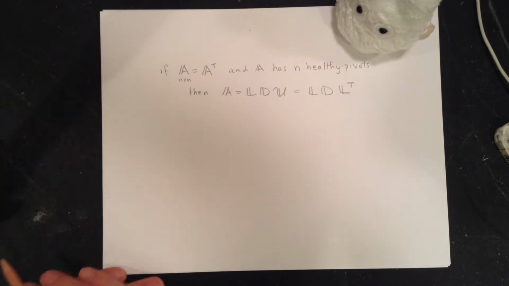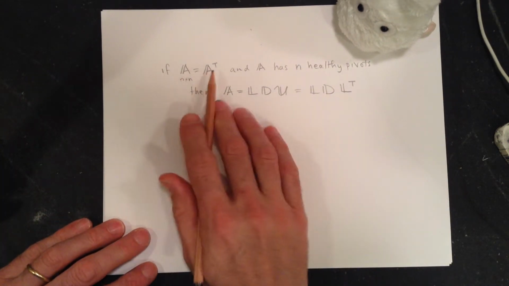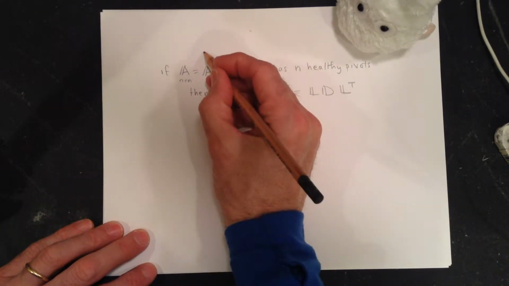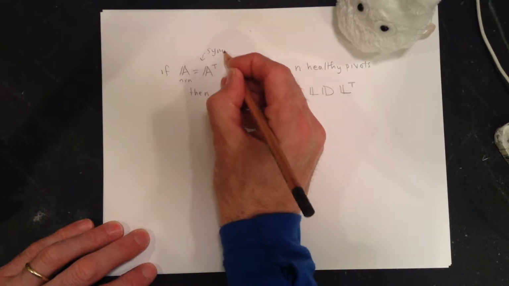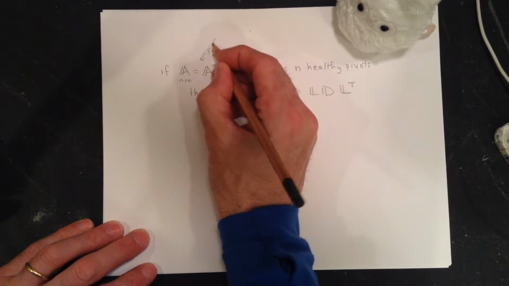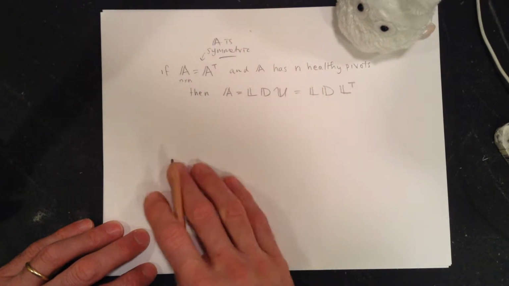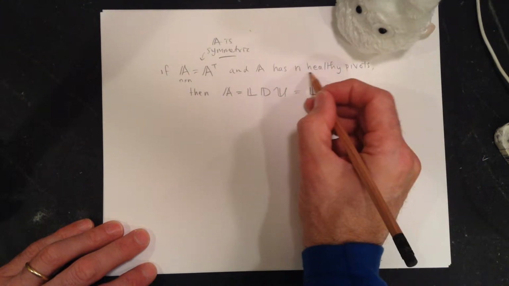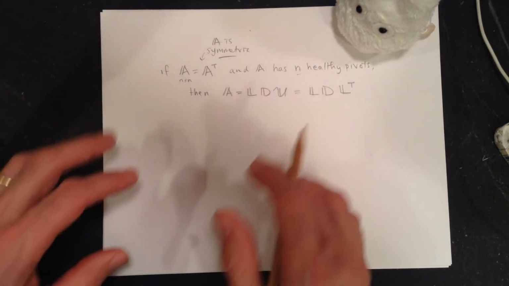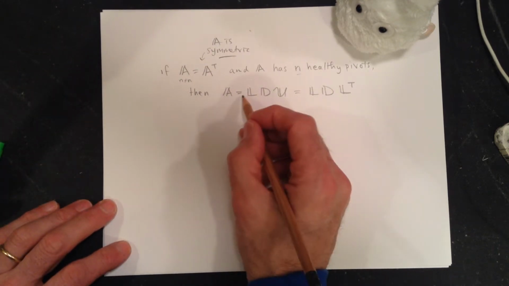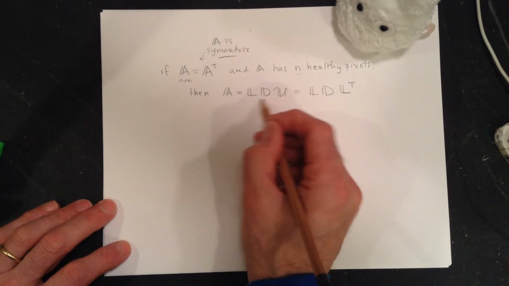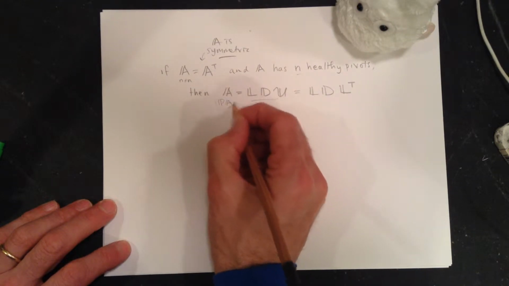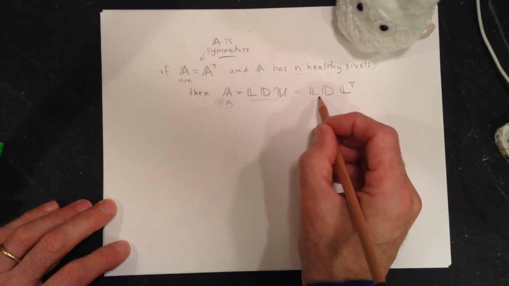So we touched on this. If A is A transpose, that's symmetric. So A is symmetric. And A has n healthy pivots, so that means they're non-zero. We don't have any disappearing ones. There are different ways to say this. Then the LDU decomposition, and yes, it could be P times A, but let's talk about this to start with.